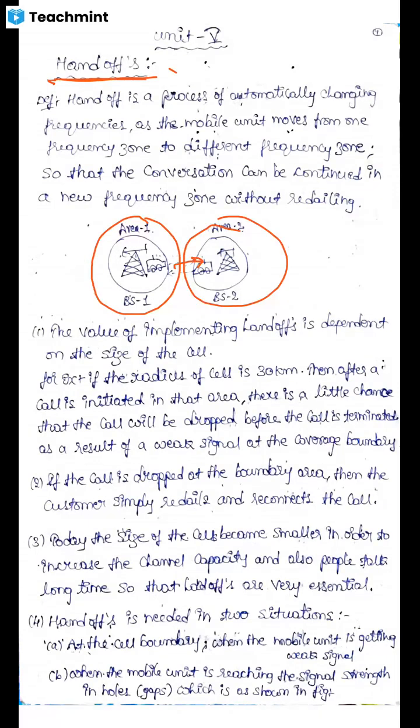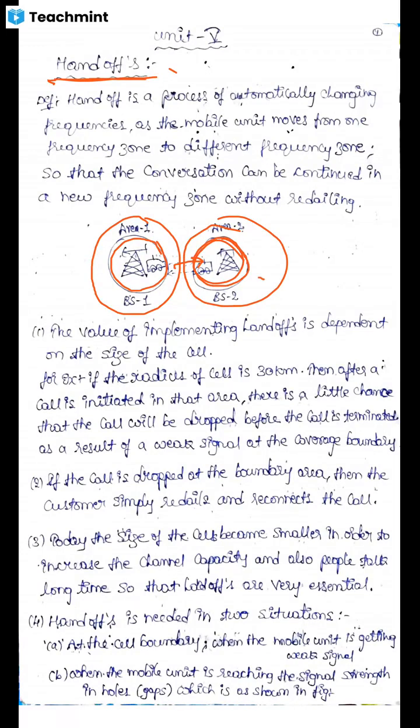After entering base station 2, this mobile unit should be allotted a new frequency channel belonging to base station 2. The frequency channel allotted in base station 1 should be disconnected and it should connect with the frequency channel in base station 2. This should happen automatically so that the call is continued and not disconnected when the mobile unit is moving from base station 1 to base station 2.